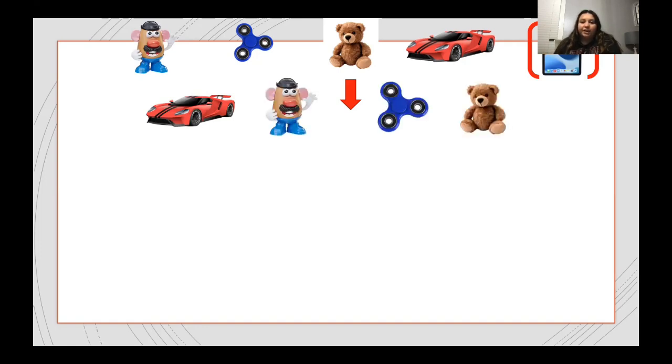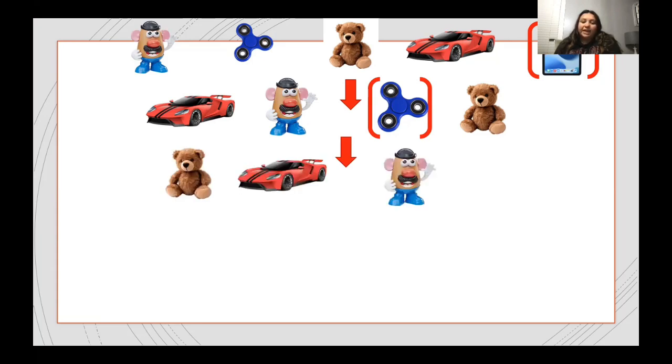So this next array looks like car, potato head, fidget spinner, teddy bear, and you'll notice that the iPad is no longer in the array. Every time your client makes a choice, you want to remove that item and have them pick from the remaining stimuli. Here they chose fidget spinner, and I'll move on to the next presentation of teddy bear, car, potato head, and now we're only at 3.